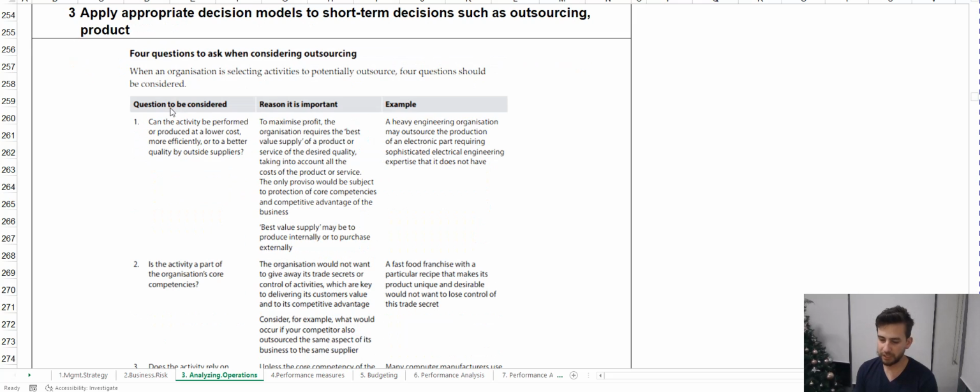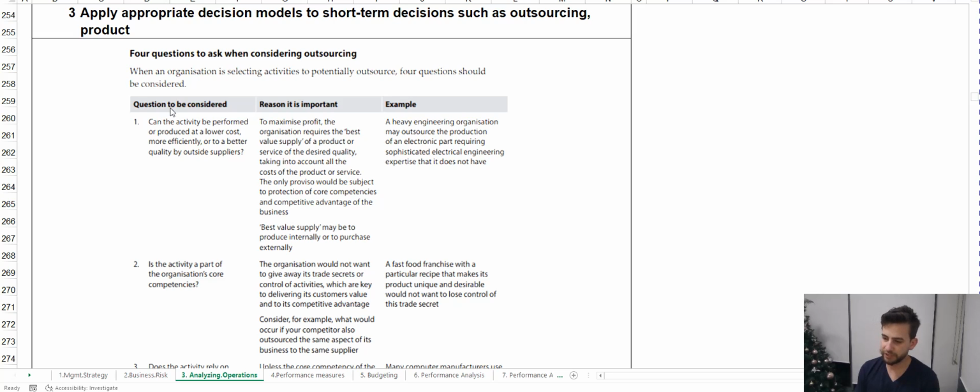So number 1, can the activity be performed or produced at a lower cost, more efficiently, or to better quality by outside suppliers? Okay, because there's different areas, right? So are they doing it cheaper? Are they doing it better? Is it more efficient, or is it a combination of one or more of those factors? The reason this is important is because to maximize the profit, the organization requires the best value supply of a product or service, taking into account all of the costs.